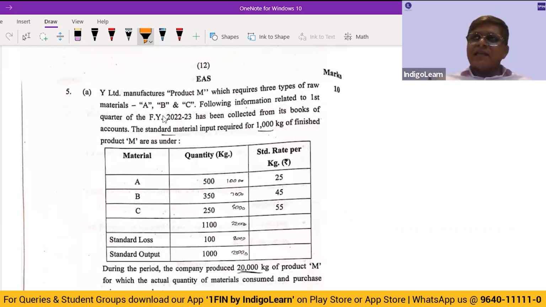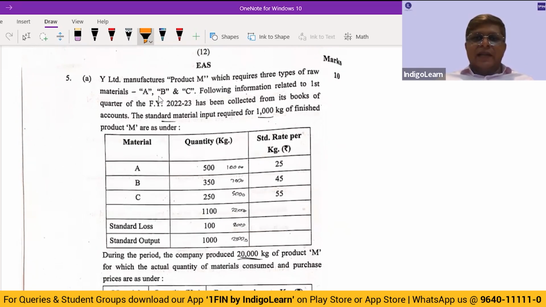So here what I see is, more and more questions for 10 marks are being given, which in a way is a nice thing because you will have more time in hand. Usually what happens is 4 marks, 5 marks, 6 marks questions do take time, but we don't get enough marks for that. But when it is a 10-mark question, even though it is lengthy, we will have enough time in hand to do that. All right. Y Limited manufactures product M, requires 3 types of raw material A, B, C.